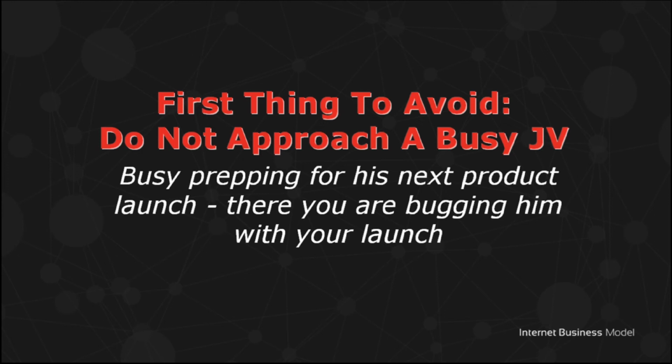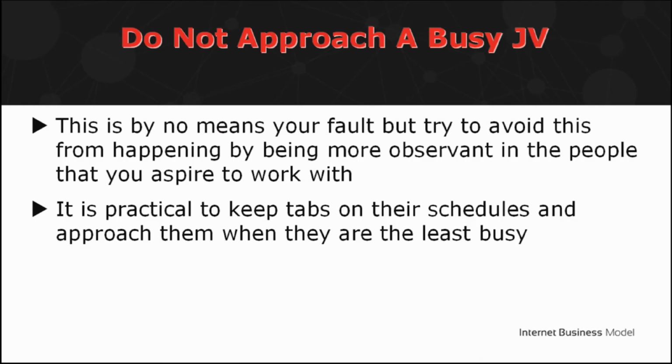The first thing to do is not to approach a potential JV partner whenever he is busy. Sounds like a no-brainer, but you'd be surprised by how many product vendors annoy the heck out of a busy JV affiliate with multiple direct messages. Try not to disturb a potential JV who is busy prepping for his next product launch, his next vacation, or anything that needs his utmost attention. You might end up pushing him away. This is by no means your fault, so try to avoid this from happening by being more observant on the people you aspire to work with. Keep tabs on their schedule and approach them when they are the least busy.